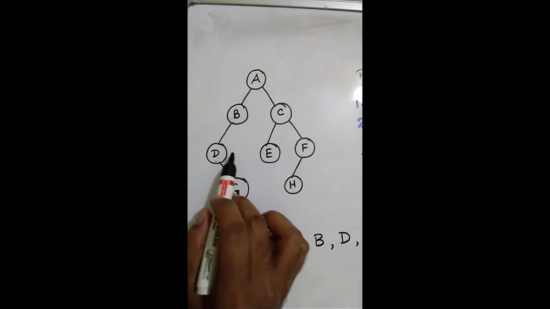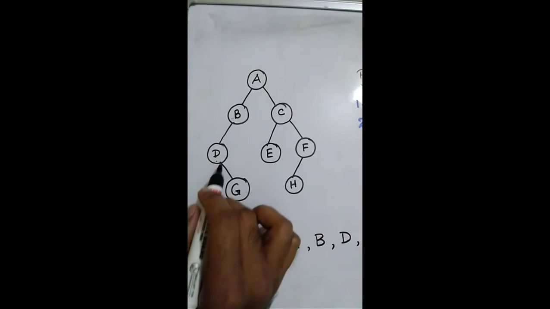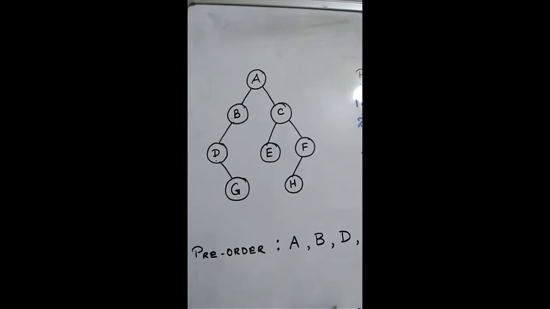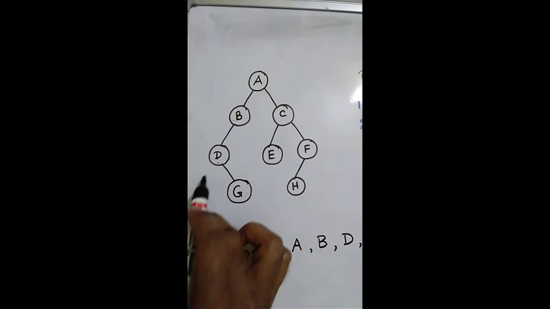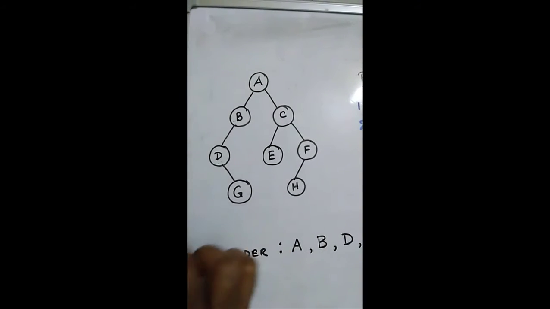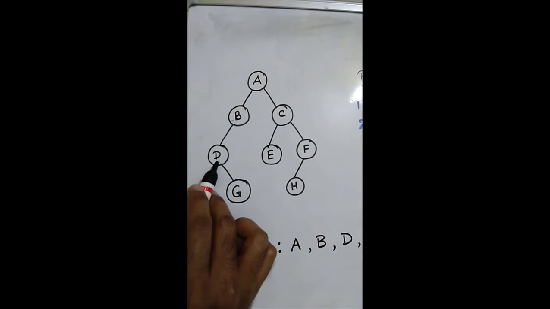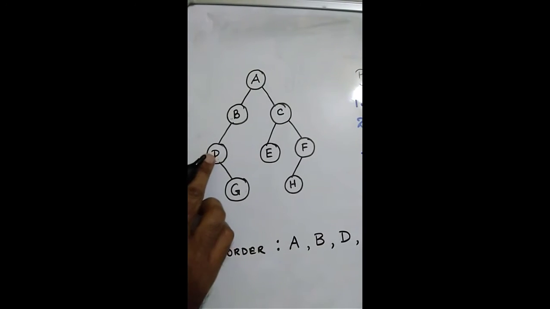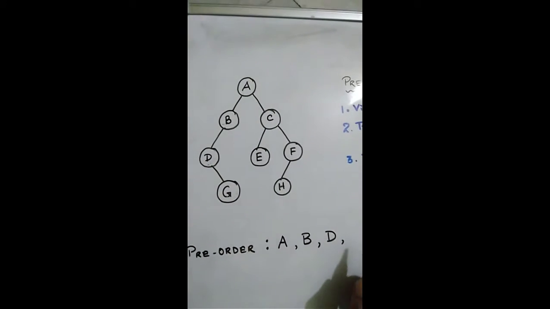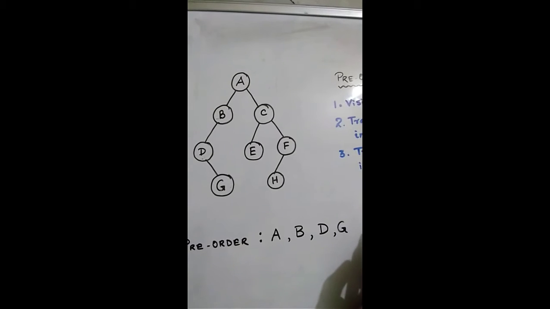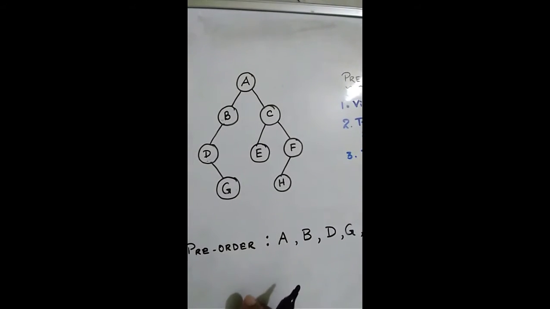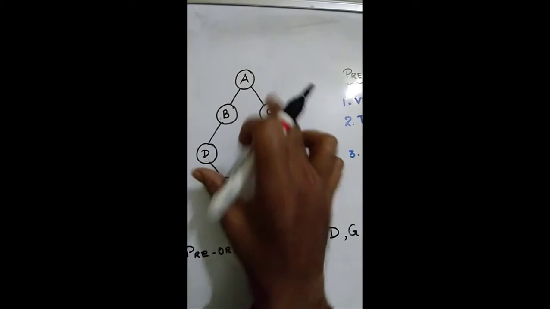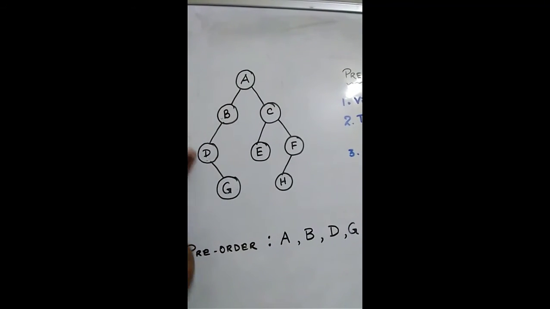Now first we have to print the root, next we have to visit the left one, and afterwards we have to visit the right one. Since there is no left subtree present for this D, we will move towards the right subtree of D and print G here. Now we have finished traversing the left subtree of the whole binary tree: B, D, G.